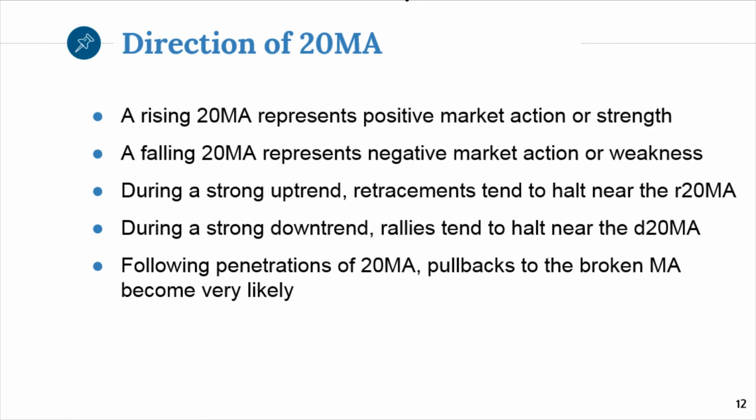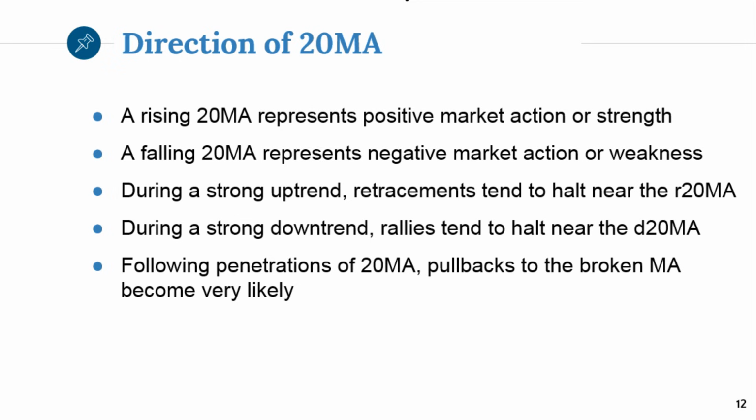It represents a stock that's being bought, right? A falling 20 MA represents negative market action or weakness. During a strong uptrend, retracements tend to halt near their rising moving average. During a strong downtrend, rallies tend to halt near the declining 20 moving average.